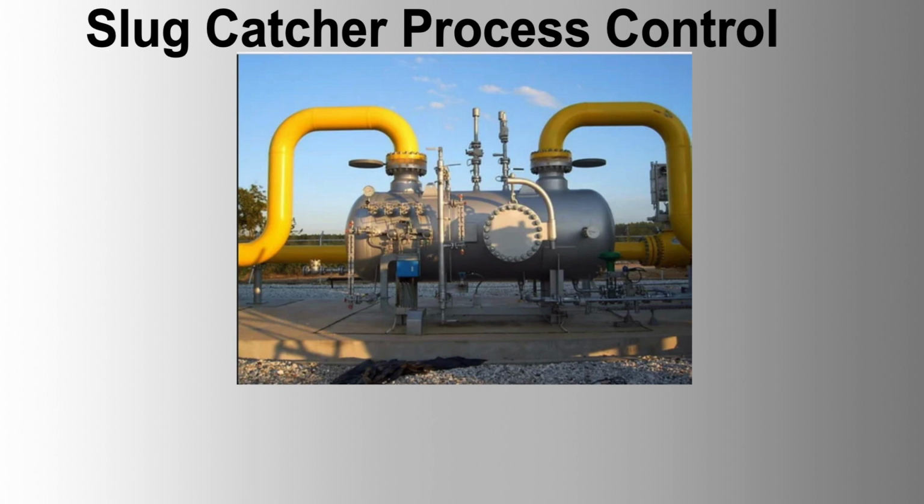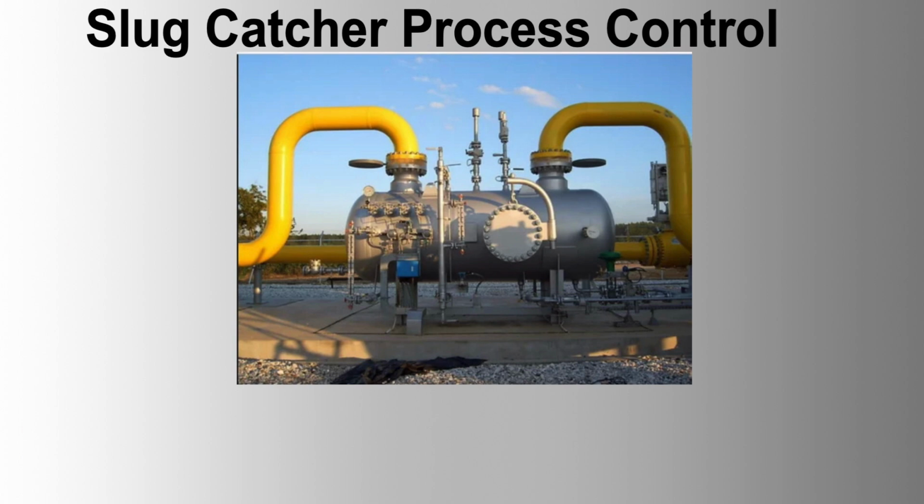Best practices for implementation. 1. Robust instrumentation. Ensure high-quality, reliable sensors and transmitters for accurate measurement and control. Regularly calibrate and maintain instrumentation to ensure accuracy.